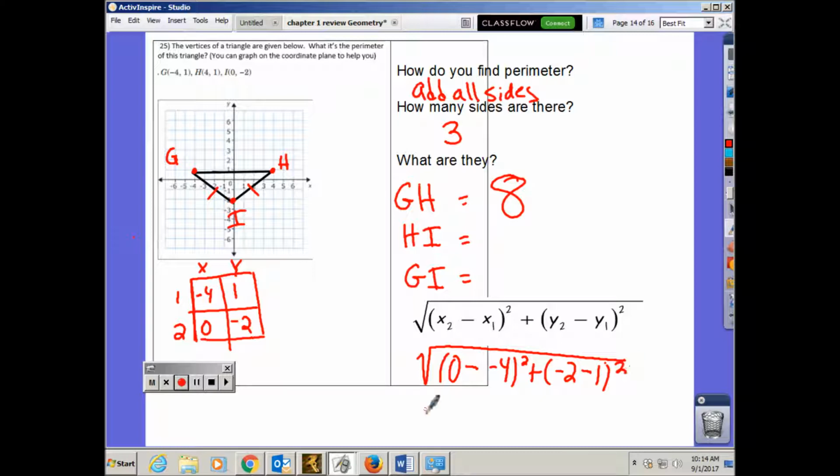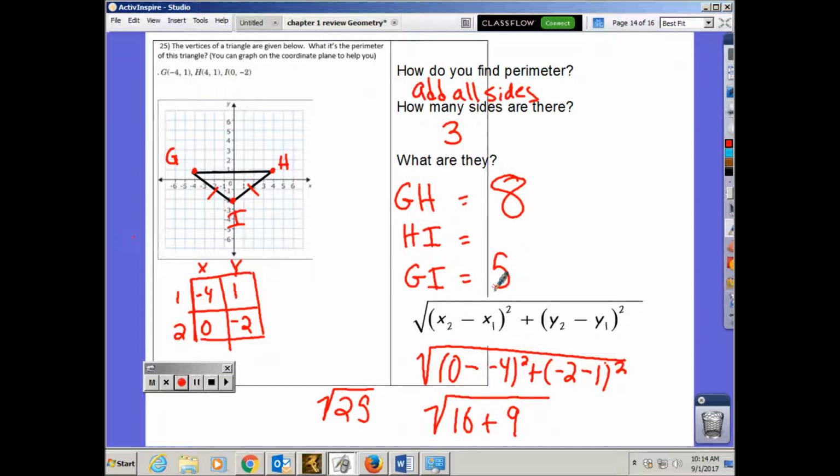4. And then what is 4 squared? 16. What is negative 2 minus 1? Negative 3. And what is negative 3 squared? 9. Positive 9. What is 16 plus 9? 25. Remember, this is in the radical sign. I want the square root of 25. Simplest radical form is really easy with this because 25 is a perfect square. 5. So the answer is 5. So the length of GI is 5.